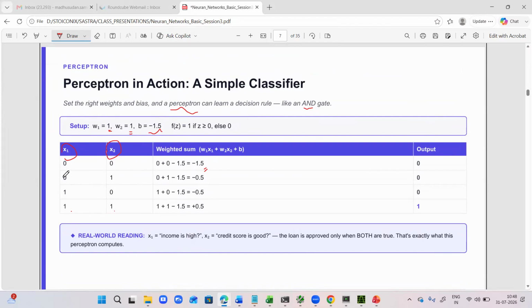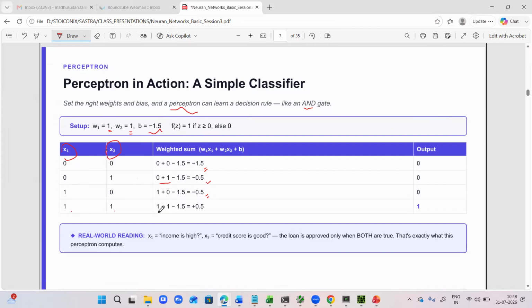Okay. And the next case is 0 and 1. If the input x1 is 0 and x2 is 1, then you will have 0 times 1 is 0, then 1 times 1 is 1. So you'll have 0 plus 1 here, minus 1.5, that will be minus 0.5. And for the 1 0 case, again you get minus 0.5, applying the same logic.